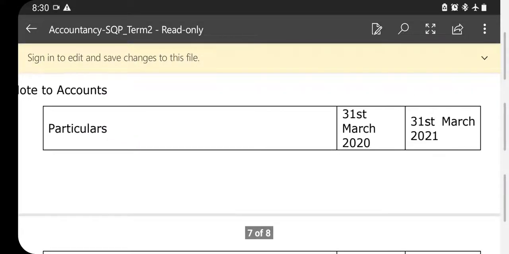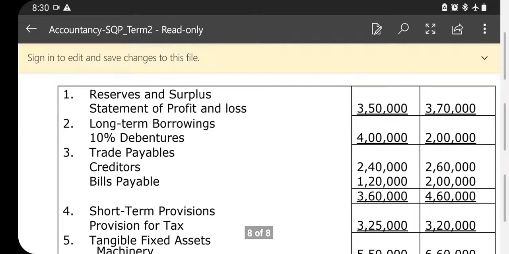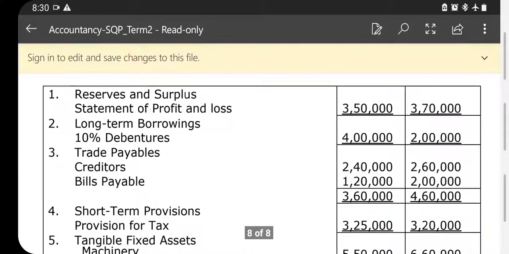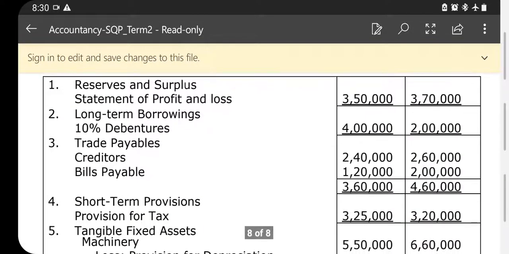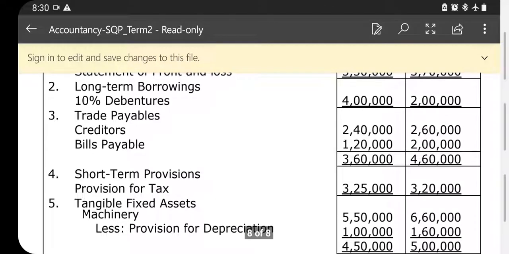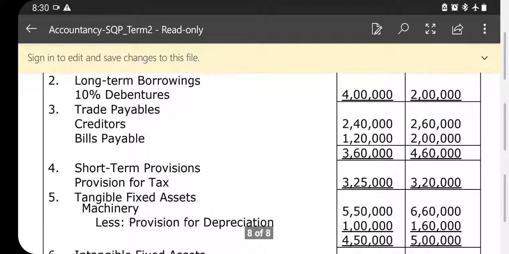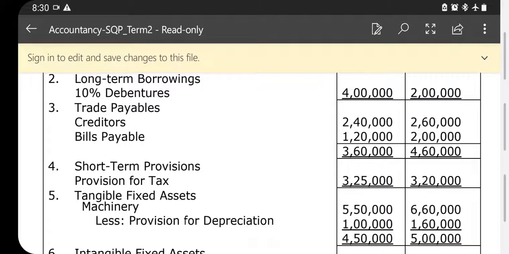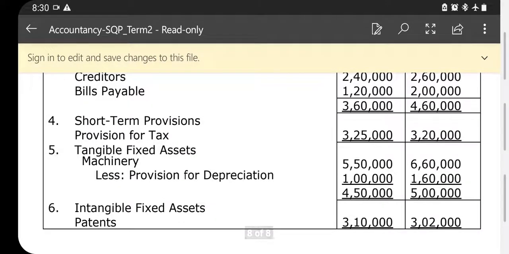Notes to accounts. Particulars, 31st March 2020, 31st March 2021. Number 1, reserves and surplus, statement of profit and loss 3 lakh 50,000, 3 lakh 70,000. Second point, long-term borrowings, 10% debentures 4 lakhs, 2 lakhs. Third point, trade payables: creditors 2 lakh 40,000, 2 lakh 60,000; bills payable 1 lakh 20,000, 2 lakhs; total 3 lakh 60,000, 4 lakh 60,000. Fourth point, short-term provisions for tax 3 lakh 25,000, 3 lakh 20,000.